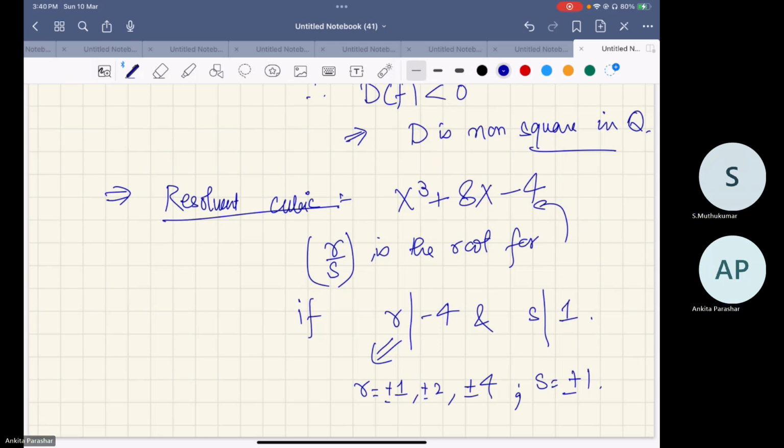Therefore, r by s possible values are 1, minus 1, 2, minus 2, 4, minus 4. Yeah. So can we see that?